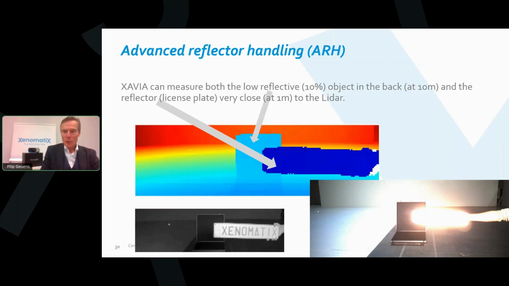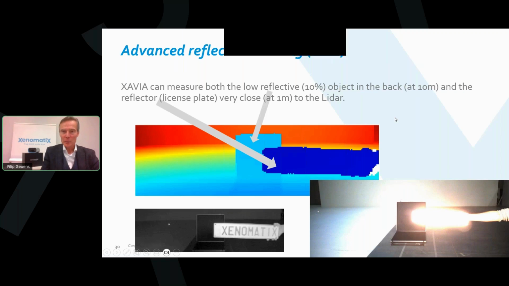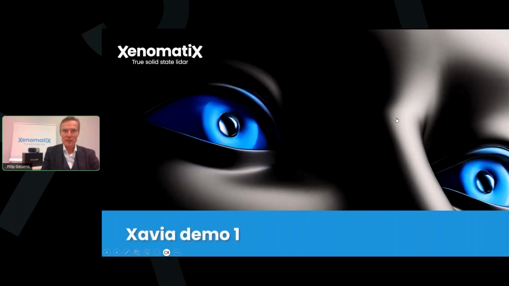A few more words on this advanced reflector handling. I think you're familiar with it. If you want to check a LiDAR, then put a license plate or a traffic sign or a reflector close to it. Put a low reflective object in the back and check whether the LiDAR can see both. In case of Xavia, she's seeing both, and the license plate is perfectly measurable, and also the low reflective object in the back can be seen. And this I want to further illustrate with a demonstration that we have recorded.